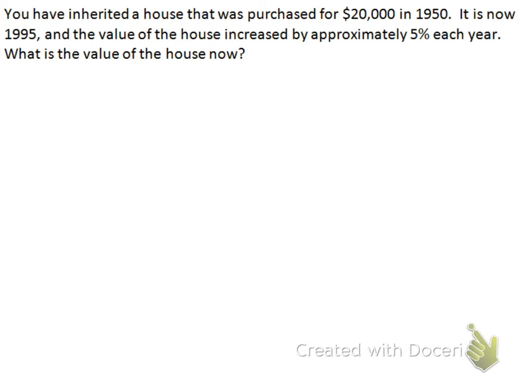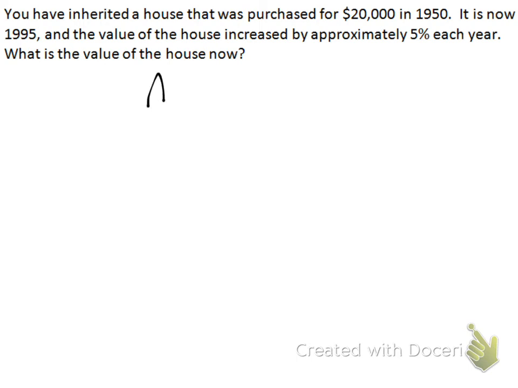All right, next problem. You have inherited a house that was purchased for $20,000 in 1950. It is now 1995, and the value of the house increased by approximately 5% each year. What is the value of the house now? So once again, first things first, you need to figure out which equation you're going to use. Well, something is increasing, it is appreciating. We're going to use exponential growth.